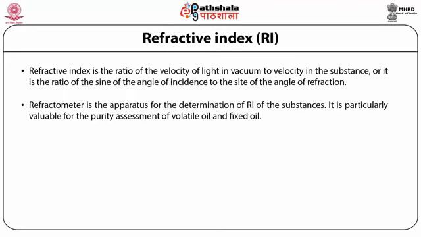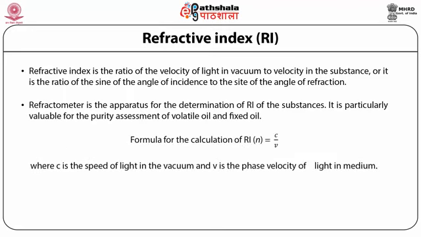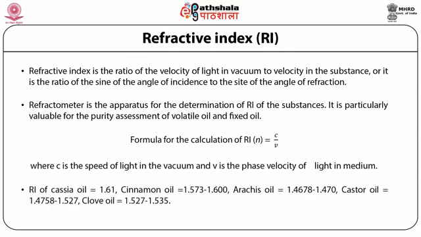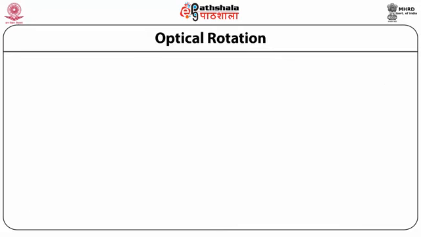The refractive index of some of those oils is given in the lower panel. You can see the cassia cinnamon oil has a refractive index of 1.6. Cinnamon oil is 1.53, and arachis oil and castor oil values are also there. We have values of refractive index ranging from 1.52 to 1.53 for clove oil. So the quality of these oils is measured with respect to the determination of their refractive index. The next parameter for the evaluation of natural products and herbal products is optical rotation.